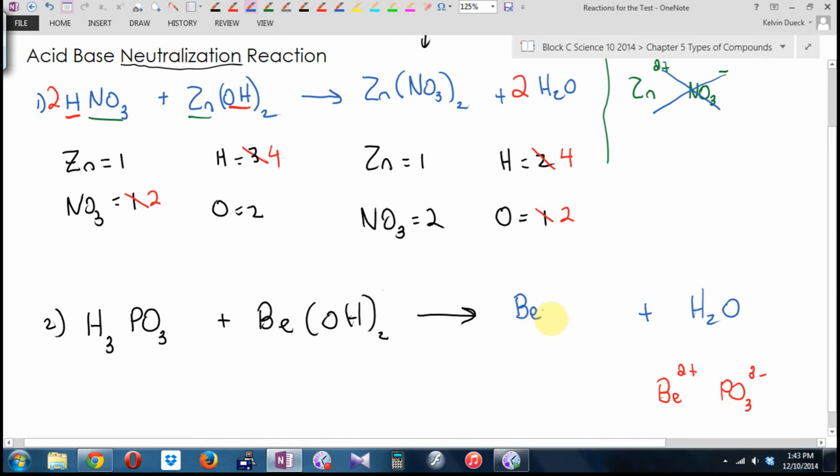I'm going to pick on you, Cam, Be, how many? What's the subscript going to be? 3. Yep. And PO3, how many of those? 2. How do I show that it's on everything? Right, I got to put it in brackets. Good, balance that. I'll balance it. Let's see if we get to the same thing.